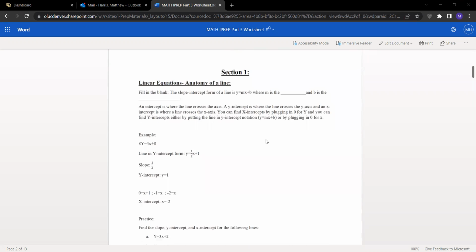Section 1, Linear Equations, Anatomy of a Line. Fill in the blank. The slope-intercept form of a line is y equals mx plus b, where m is the blank and b is the blank. So what is m? That is going to be slope. And what is b? The y-intercept.